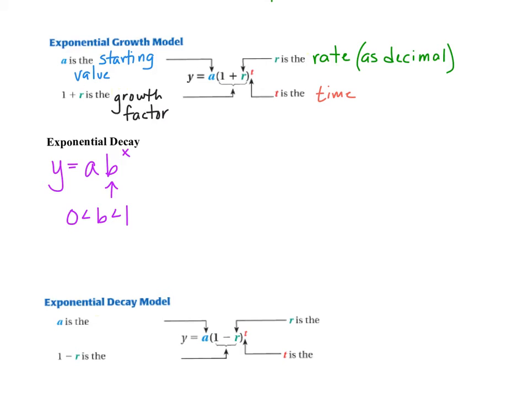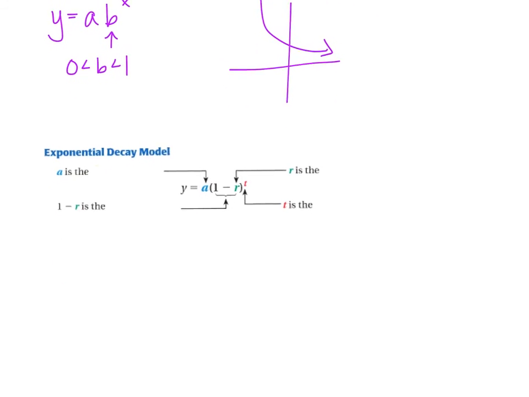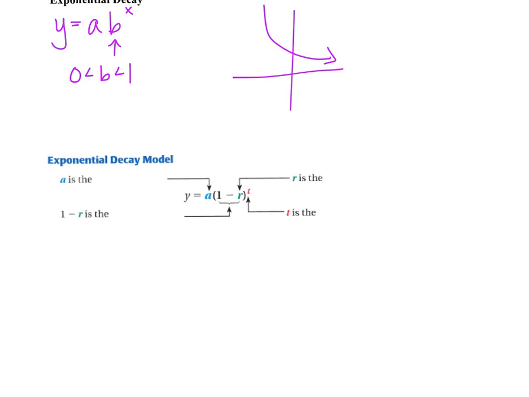And that means it's also not negatives. Negatives do something else, okay? So it has to be that decimal between 0 and 1. And just to review, that's what our exponential decay looks like. All right, so basically the same as it is up there. A is still our starting value.